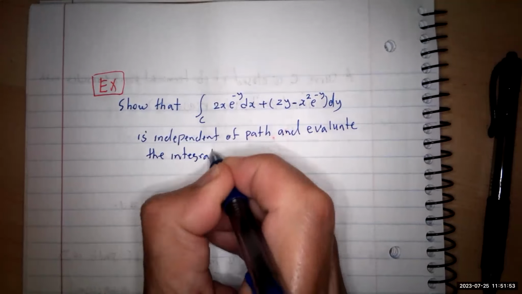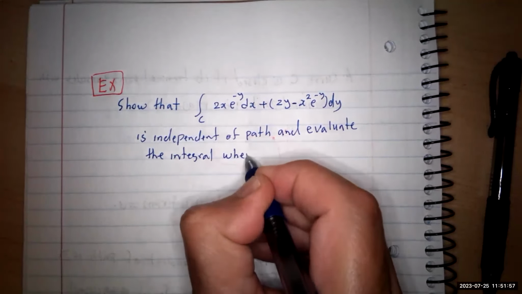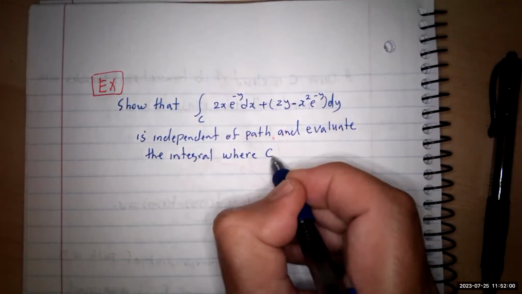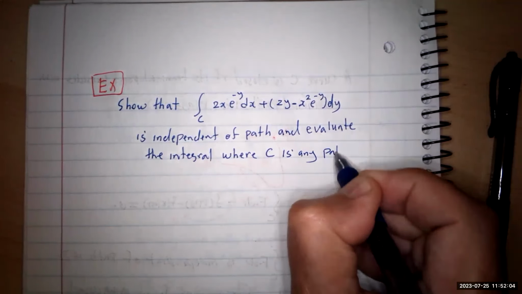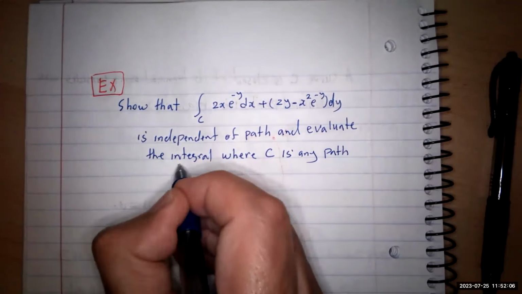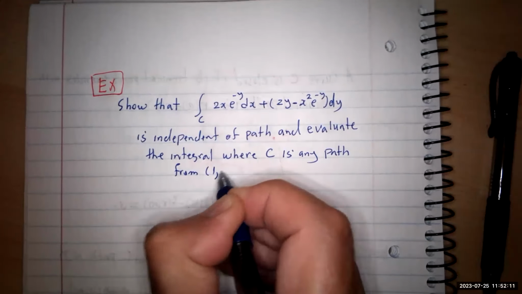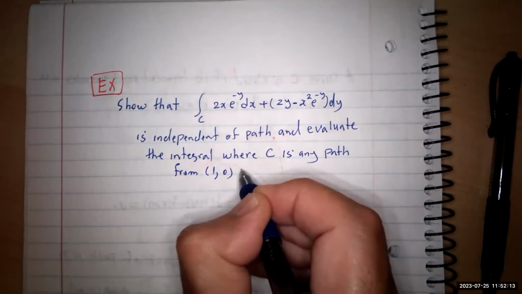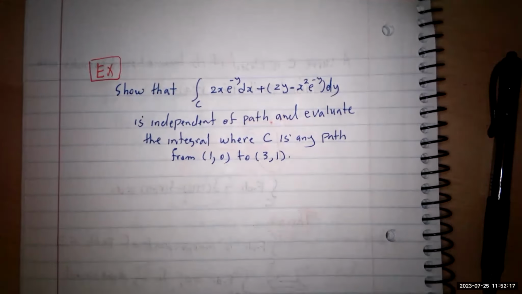The integral where C is any path from (1, 0) to (3, 1). You see? Read it carefully to see what's the difference between this problem and the other one that you did.